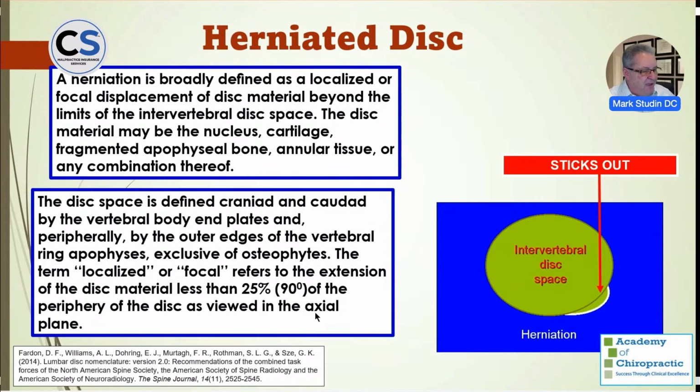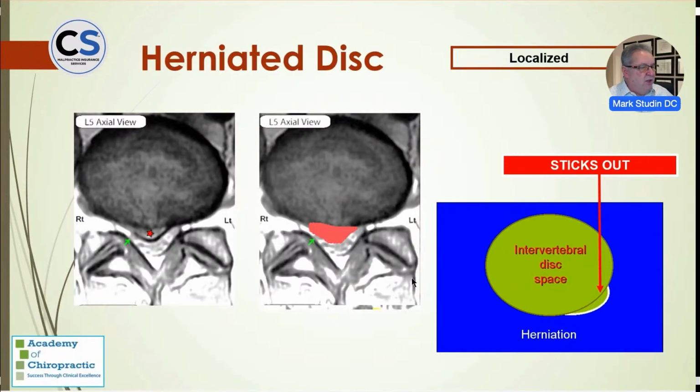So when we look at a herniation, you see we showed you before it was straight across, that was a bulge. This is sticking out. And I've gone through the effort of colorizing the actual lesion for you, showing you, in this case, it's in the cauda equina.